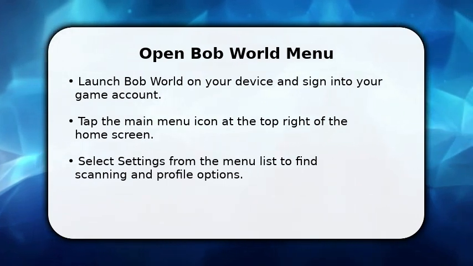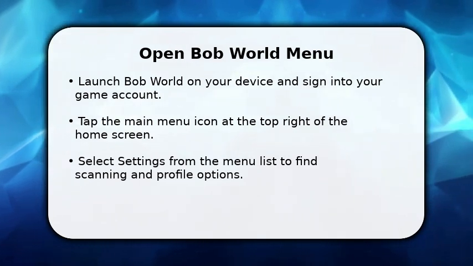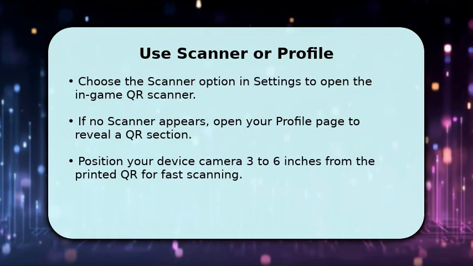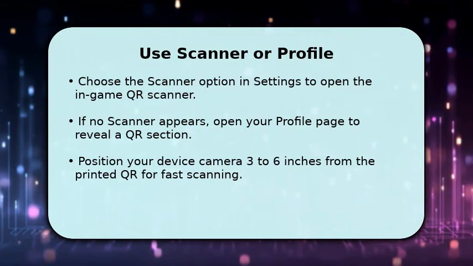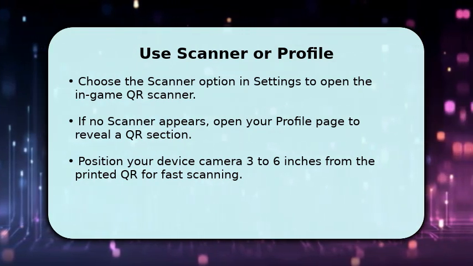Select settings from the menu list to find scanning and profile options. Stay on the settings page for the next steps to locate the QR code scanner. Choose the scanner option in settings to open the in-game QR scanner. The scanner screen shows a square guide and a toggle flash control.